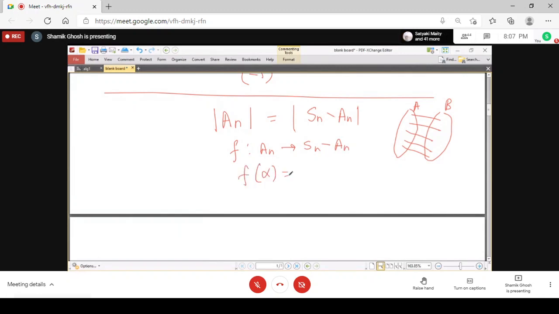So what will be the definition? We have to make F one-to-one and onto. And also we have to map every even permutation to an odd permutation. This is even, but the image should be odd. So what can we put here as the image of alpha?